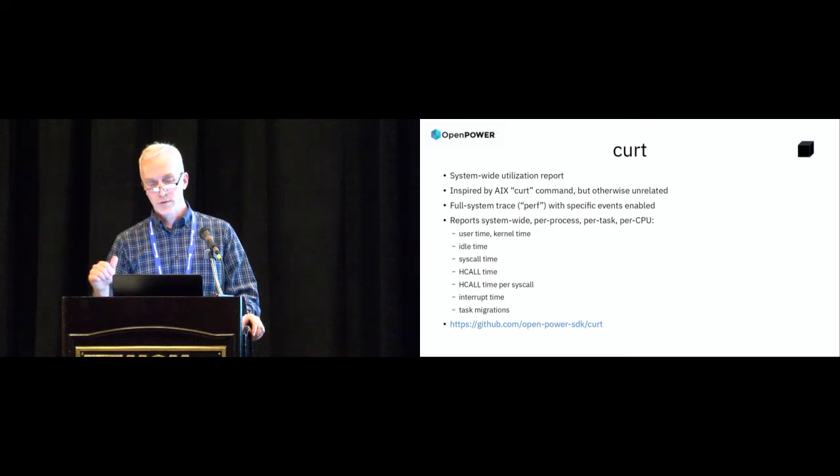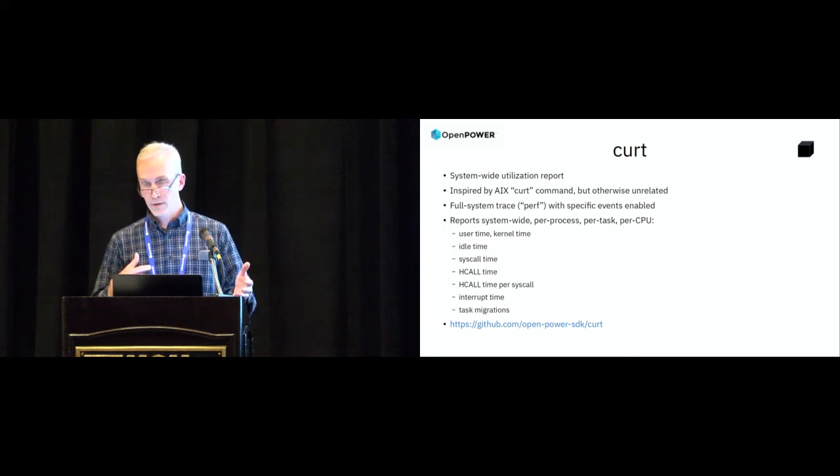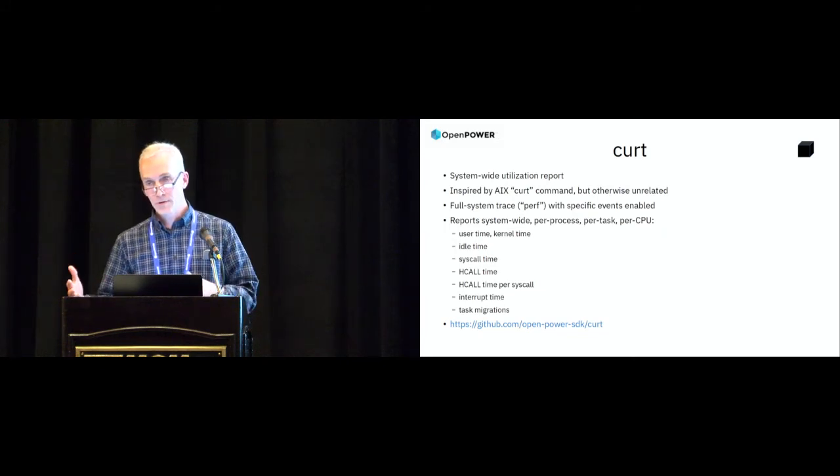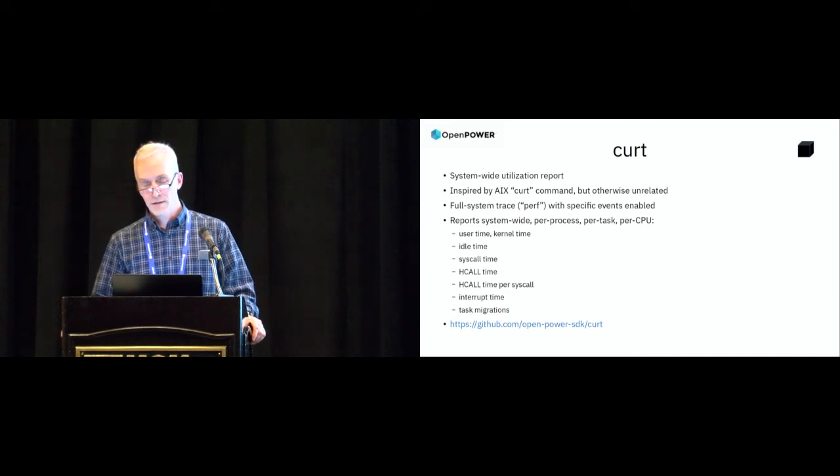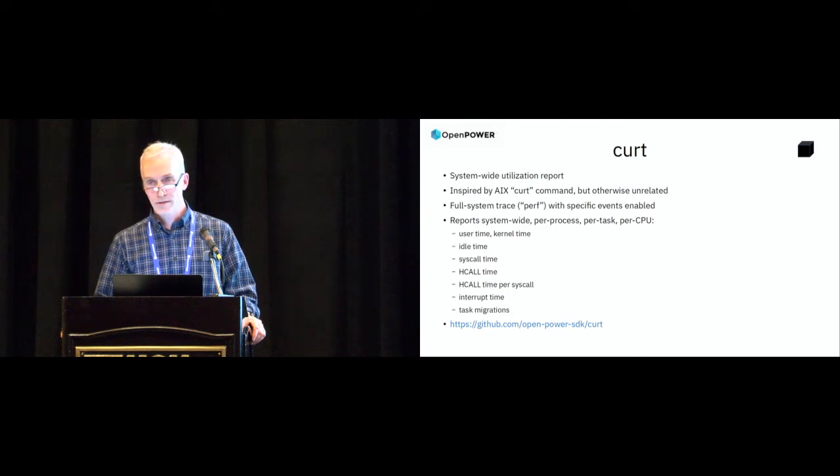You can get it system-wide, per process, per task. You can get user time, kernel time, idle time, system call time, hypervisor call times, all kinds of information. Task migrations, how much time is being spent in interrupts for each task, etc. So this can be a nice tool for situations where your utilization isn't as high as you would like, and the Power systems are quite capable, so you really want to get that utilization up high.